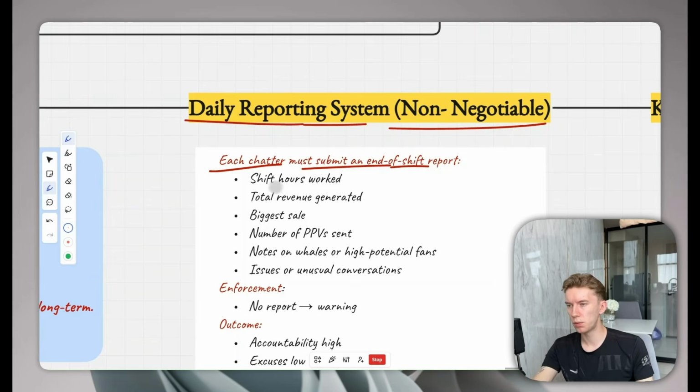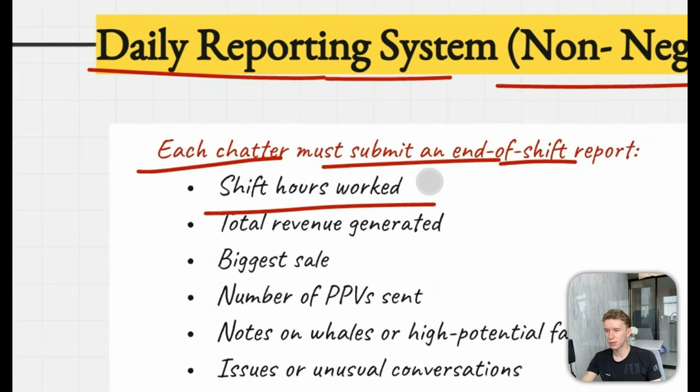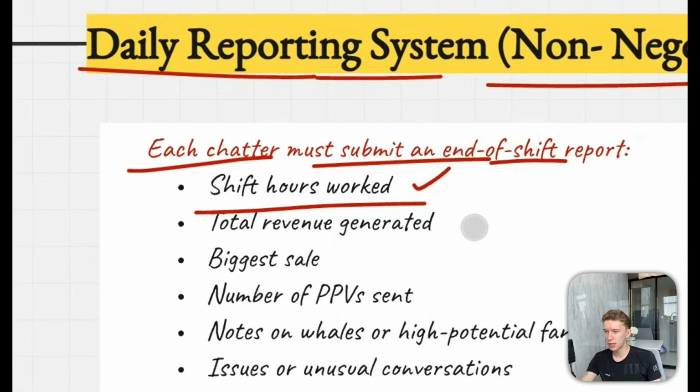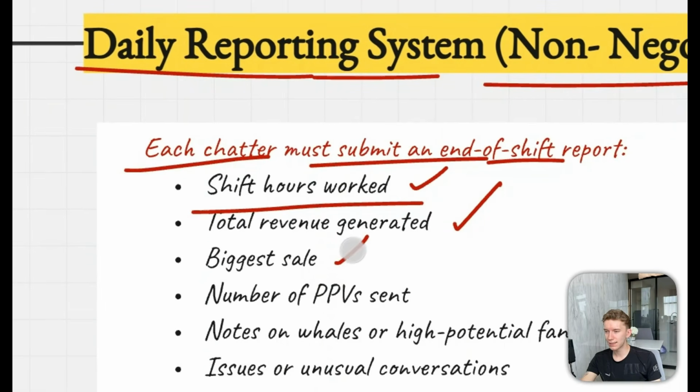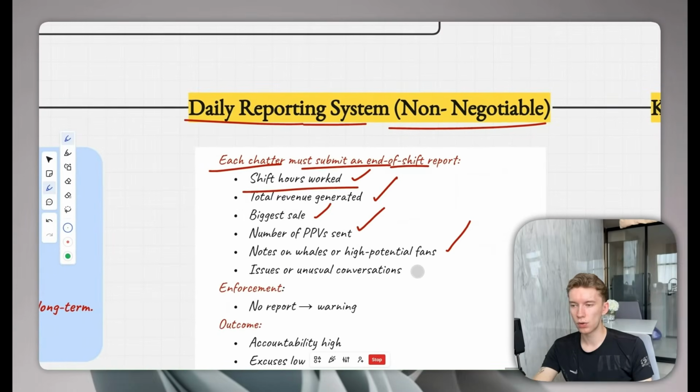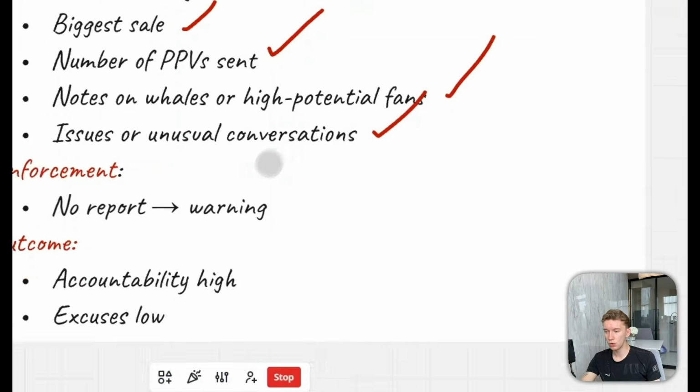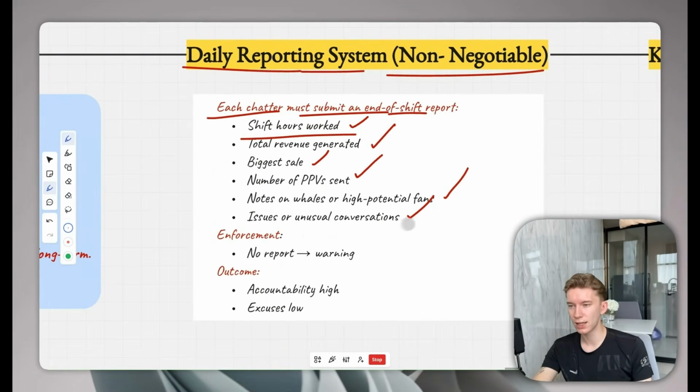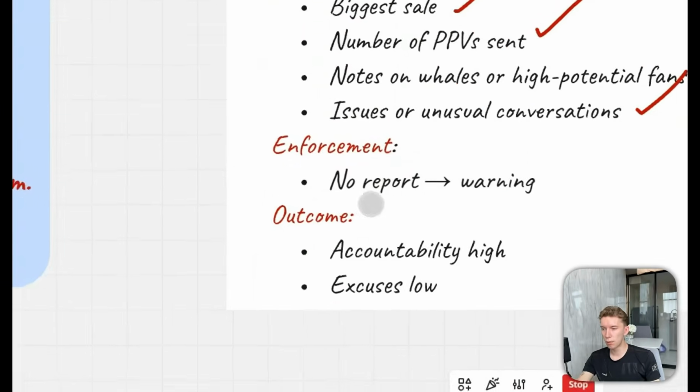or an EOS report. Shift hours worked, so they've obviously worked their 8 hours. They would say 8 hours. Total revenue they've done, their biggest sale, number of pay-per-views sent, their notes on any certain whales or potential spenders for the next chatter to pick up on, or any issues or unusual conversations that, again, the next chatter can pick up on. If there's no report, give them a warning.